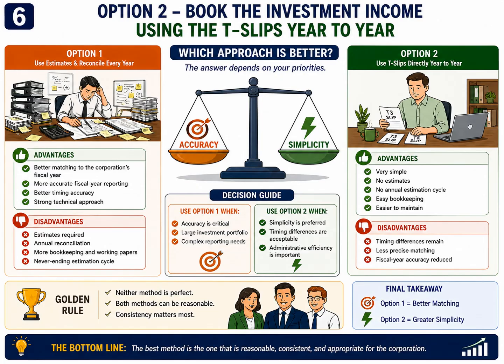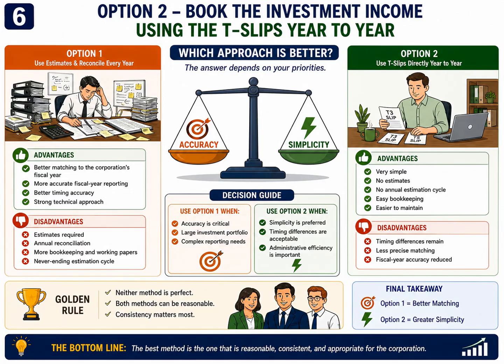For example, a corporation with a large and complex investment portfolio may prefer Option 1 because accurate fiscal year matching is more important. On the other hand, a corporation with relatively straightforward investment activities may decide that the simplicity of Option 2 outweighs the benefits of more precise matching.